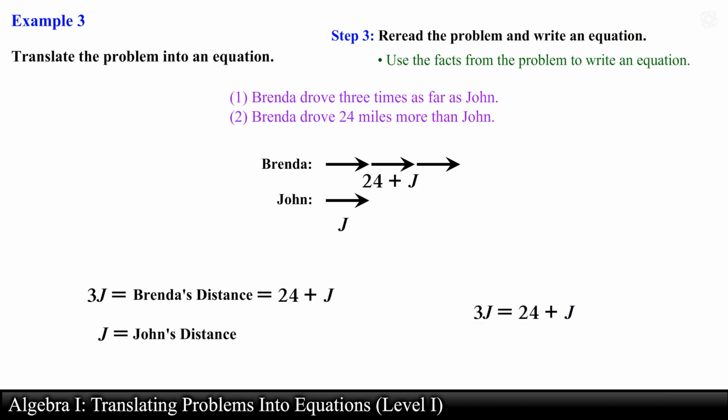In this example, we had two sentences that related a single unknown quantity with the other unknown quantity in two distinct ways. Since both sentences relate the same unknowns, it is natural that both expressions are equivalent to each other. So you go ahead and set them equal to one another. Alright, in our next video, we will continue going over more challenging word problems.